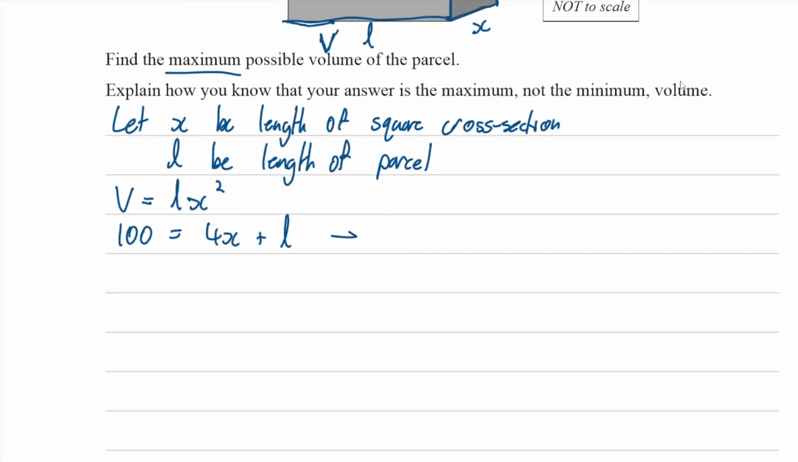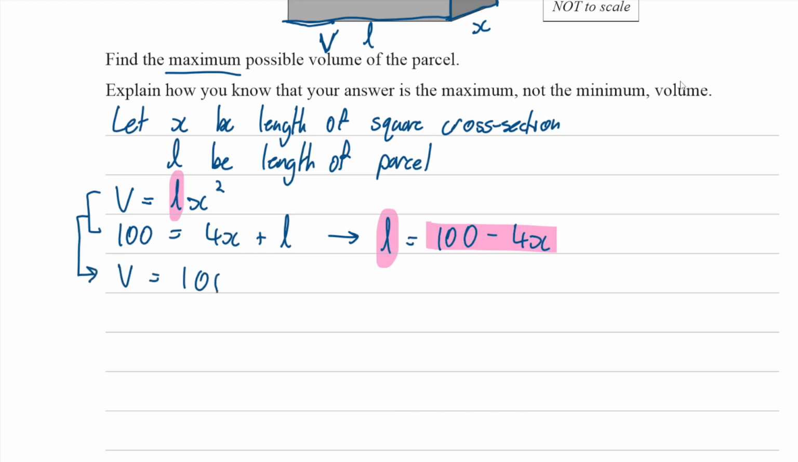So just rewriting this, the length would be 100 minus 4x. And I did that so I can substitute 100 minus 4x into our volume equation. So volume now becomes, instead of length in terms of x, 100 minus 4x, times x squared. Great, so we have our volume equation, which we can of course just expand. 100x squared minus 4x cubed.